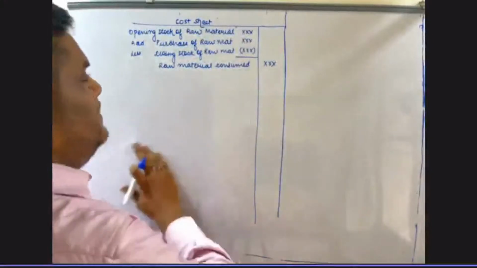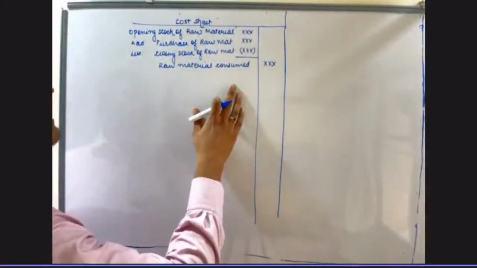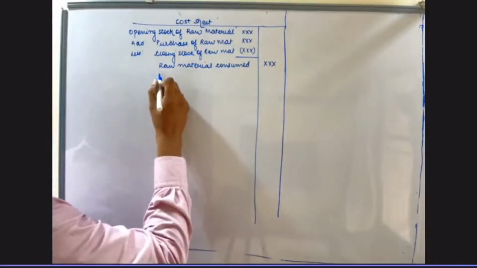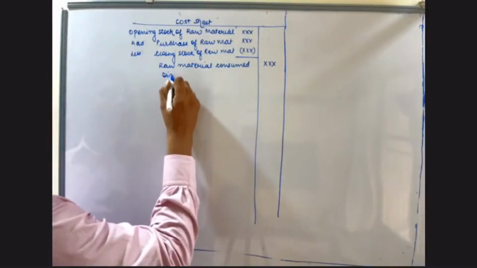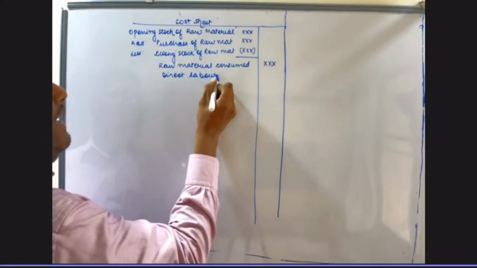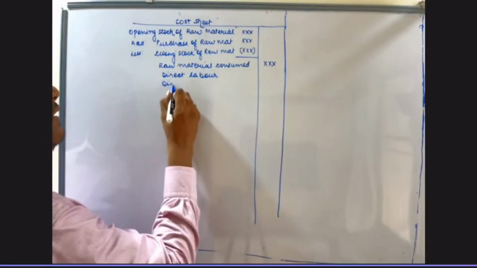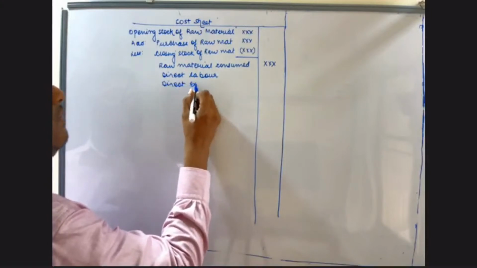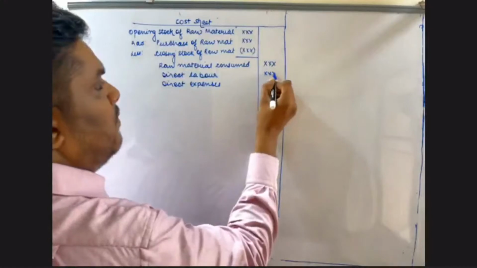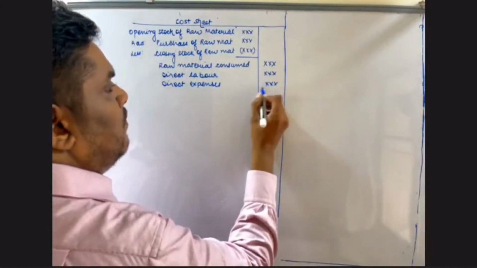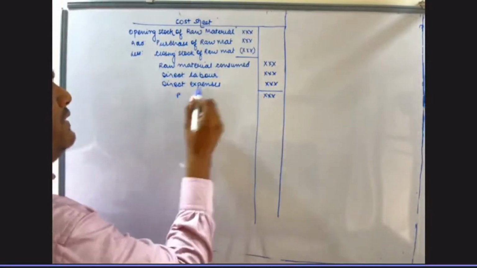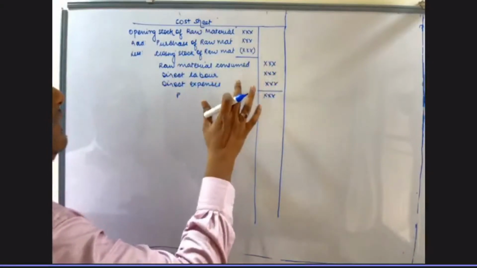So this is how we will calculate the raw material consumed. Now let's proceed further. Thereafter we will add direct labor and all the other direct expenses. This is how we will calculate the prime cost, that is the total of direct material, direct labor and direct expenses.